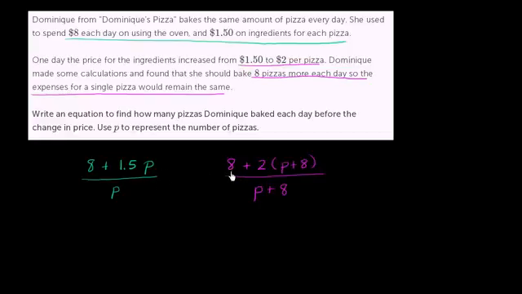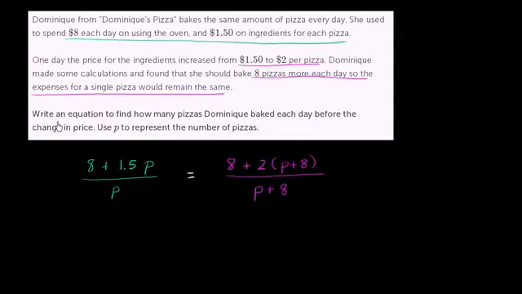So let's think about what P has to be. P has to be some number of pizzas so that these two expressions are equal. Her total cost per pizza before, when she only made P, is going to be the same as her total cost per pizza when she's making P plus 8 pizzas. So these two things need to be equal.